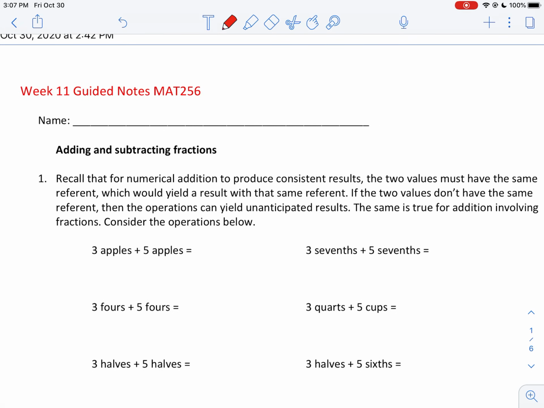Hello, class. Week 11, we continue our discussion on fractions. In particular, we will be doing addition and subtraction of fractions, as well as multiplication, where one number is a whole number and the other number is a non-whole number, so a fractional value. Beginning with adding and subtracting fractions.